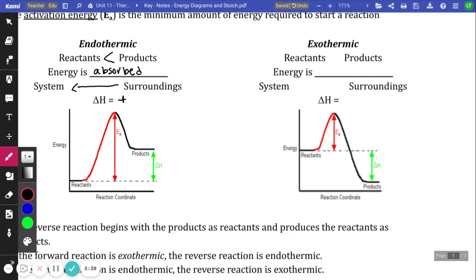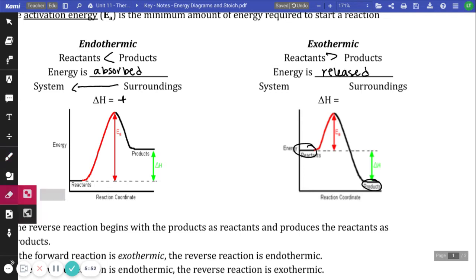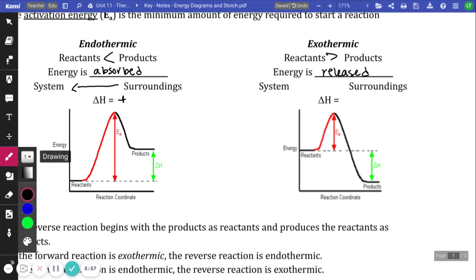So in an exothermic reaction, our reactants are going to have more energy than our products. So reactants will be greater than products. That means energy is released. We release energy to our system because our reactants have greater energy than our products. So our energy goes from our system into our surroundings, and delta H is negative.